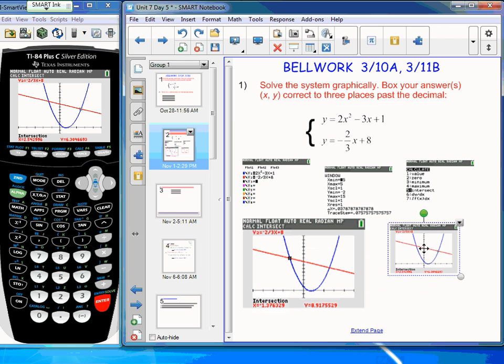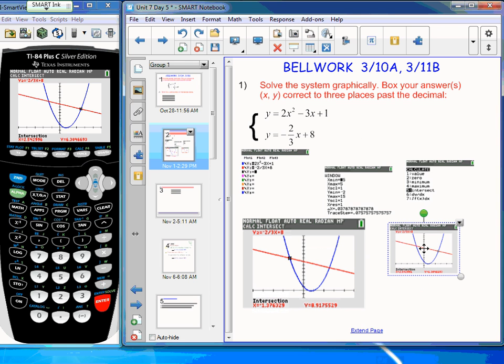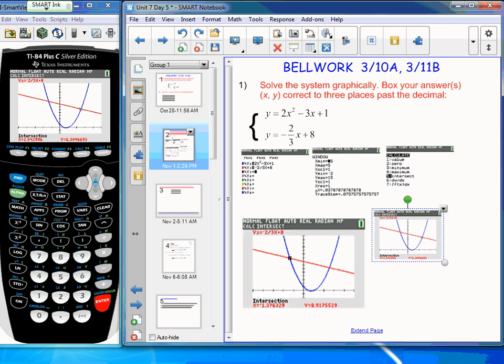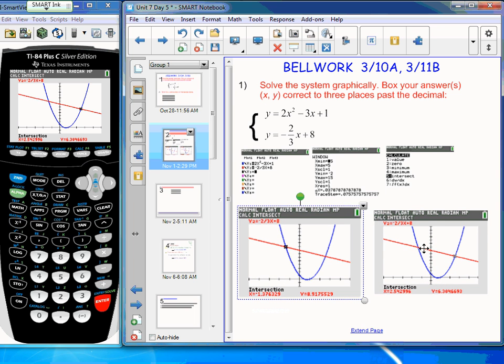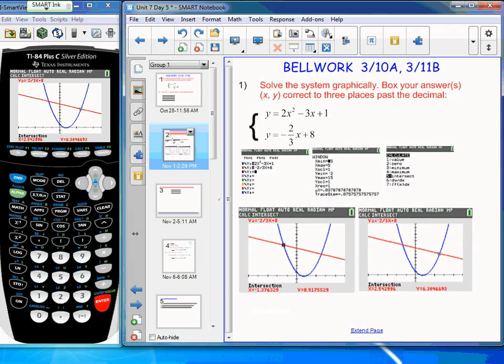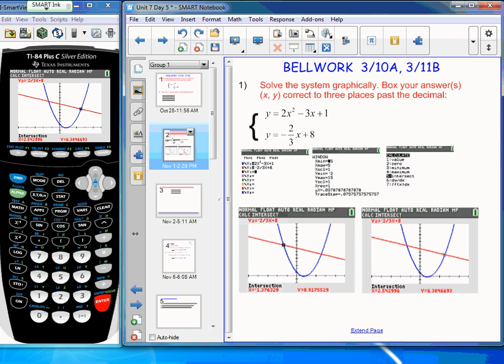And so remember, we still want to make sure that we're answering the question that was asked. And here we wanted to be equitable. So we're still going to write our solution points as coordinates, x comma y, because we're solving a system. So we want both of these, and we're going to write those as ordered pairs. So it looks like -1.376, the three places past the decimal point, is paired with 8.918. Is that what you guys are getting?